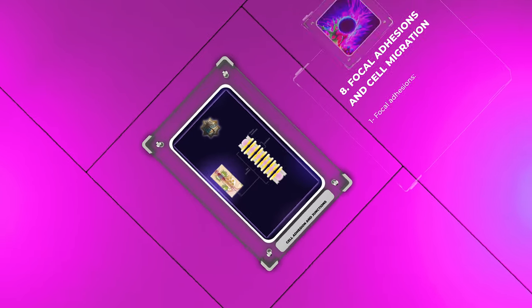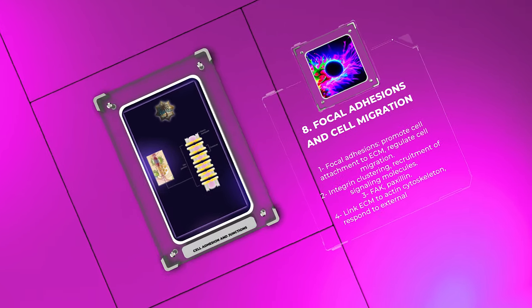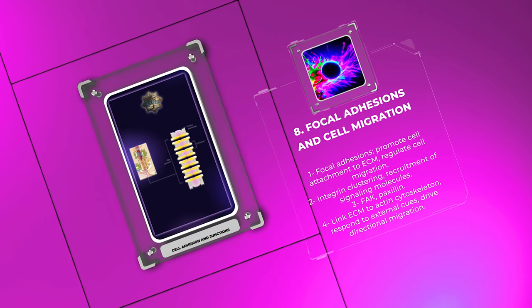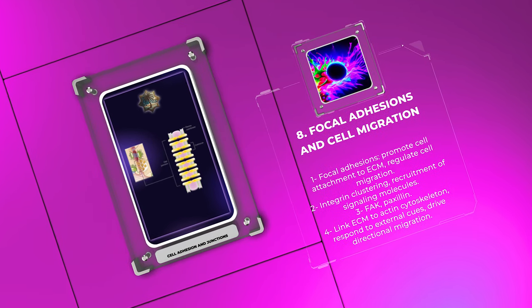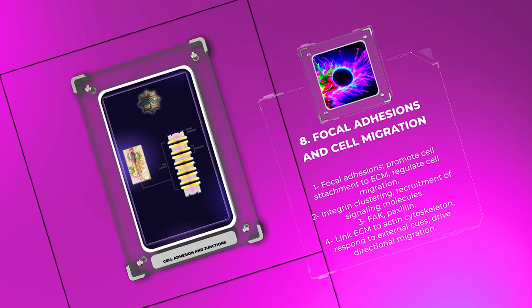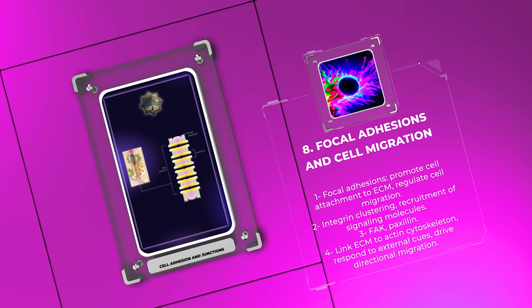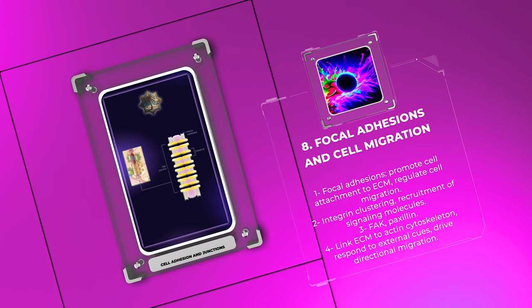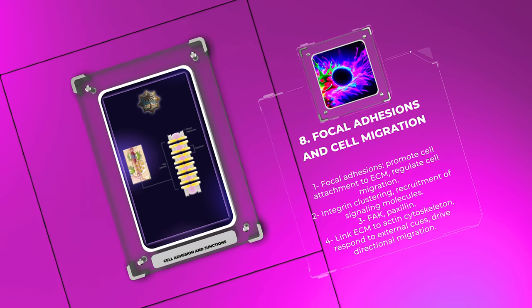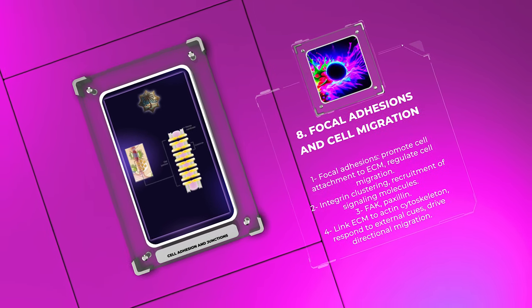Focal adhesions are dynamic structures that promote cell attachment to the ECM and regulate cell migration. Focal adhesion formation involves integrin clustering and recruitment of various signaling molecules, including FAK and paxillin. These adhesions link the ECM to the actin cytoskeleton, allowing cells to respond to external cues and drive directional migration.